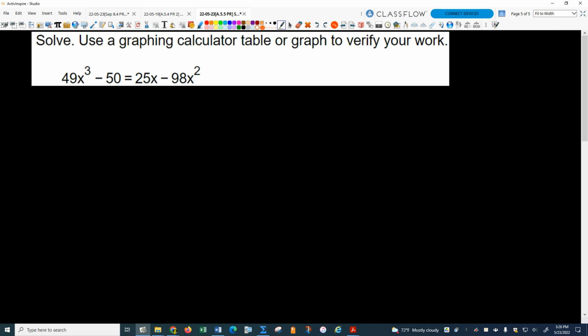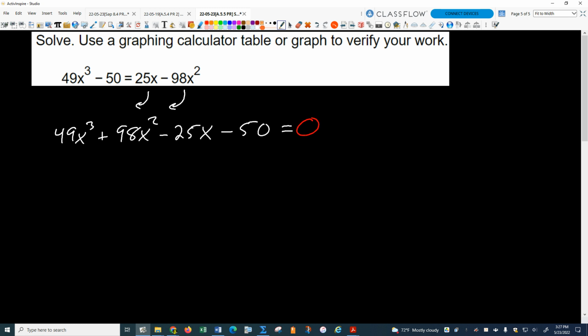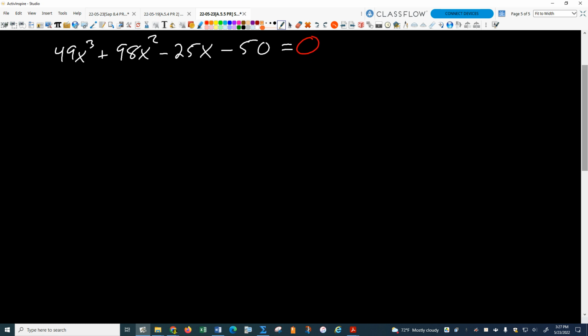So if we add the 98x squared to that side and subtract the 25x, and I write it in standard form, what am I going to get? So biggest power of x first. Plus, right, because I got to add it to this side. Equals 0. Good. Okay, so now we've got a 4-term polynomial.